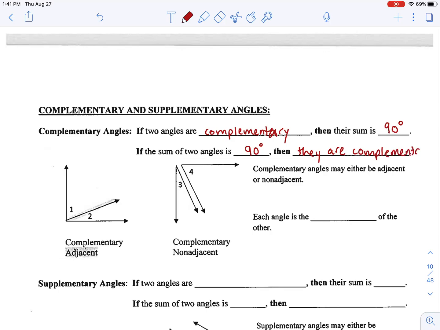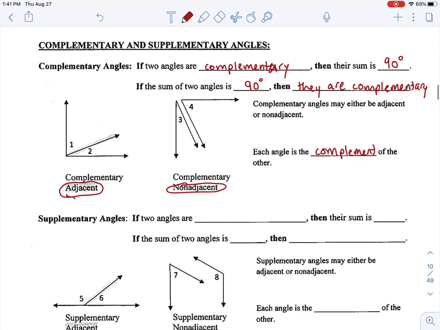We are going to learn in the early part of the next section the idea of an if-then statement being flipped. That's called the converse. The first statement is called the conditional. The second statement, where we flip the if and the then, is called the converse, and both are true in this definition. Complementary angles may either be next to each other, adjacent, versus non-adjacent, where they don't share a common side.